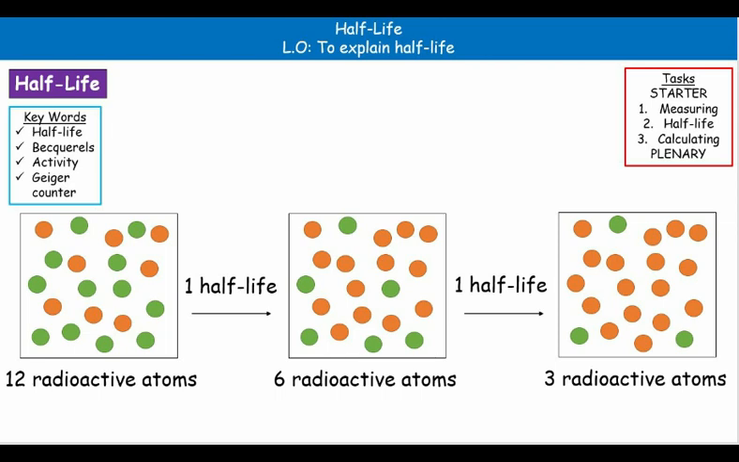Then, one half-life later, we've reduced that by half. So that means from 12 we go down to 6, and you can see there are only 6 green atoms there. And if we have another half-life pass, then we'd be down to just 3 radioactive atoms. So each half-life that passes, the number of radioactive atoms, or the count or the activity, has reduced by 50%. So it's gone down by half.